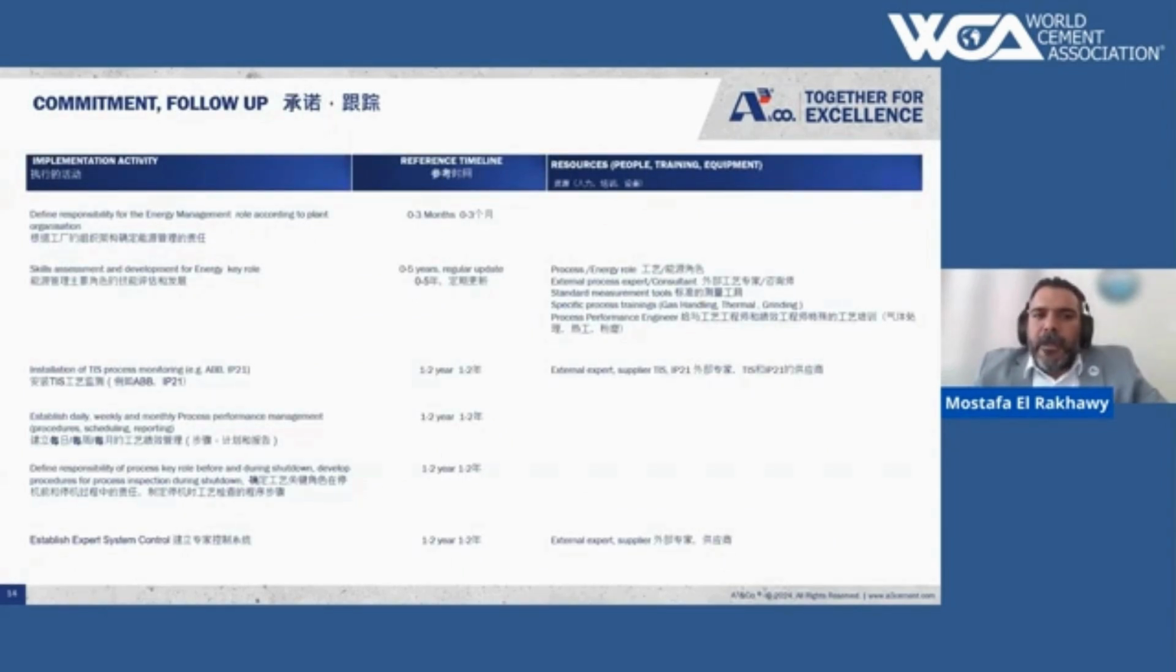Some activities for commitment and follow up we are recommending also for cement plants. I think I tackled most of it, but in brief, it is to define responsibility for the energy management according to each plant's specific organization, of course, to develop skills assessment for key role positions in the energy management, the process roles, energy roles, define at least the skills you have in the plant and try to make it much more focused. Installation of technical information management system, of course, and establishing the follow-up, the daily and the weekly and the monthly process management, and even establishing some checklists, process checks within the cement plant.